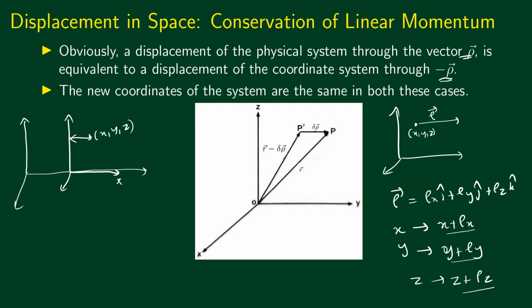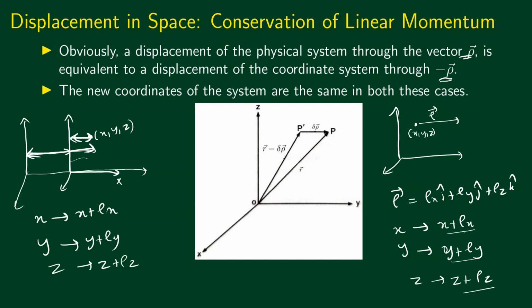What's the new coordinate? The new coordinate is this distance. And what is this distance? It is the initial x coordinate plus the amount by which the coordinate system has translated in the x direction. So here also we see that the coordinates of this physical system go from x to x plus rho x, right? This is the distance x and this distance is x plus rho x. Similarly, y goes to y plus rho y and z goes to z plus rho z.